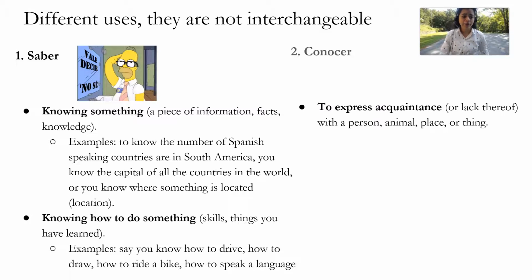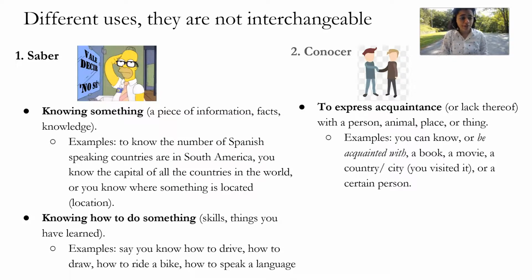Okay, and then we have conocer. Conocer is only used when you're trying to express acquaintance or lack of acquaintance with a person, animal, place, or thing. So, for example, you can know or be acquainted with a book, right? If you already read it, or if you know the title of the book, a movie, a country, a city that you visited or that you know in photos, but you're expressing that you're acquainted with that place or thing, or even a certain person, or also an animal. Maybe your friend's pet, you know that pet, so you're acquainted with it.